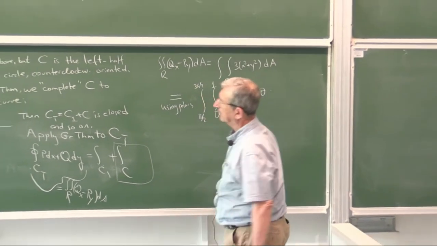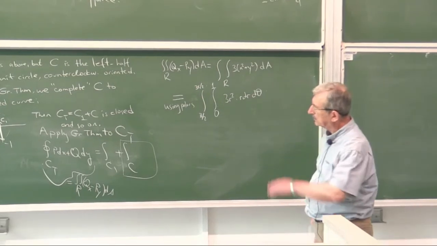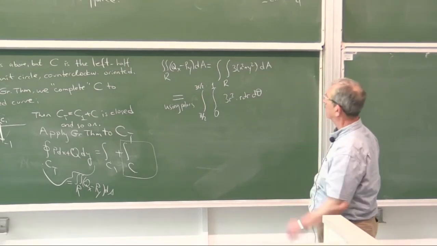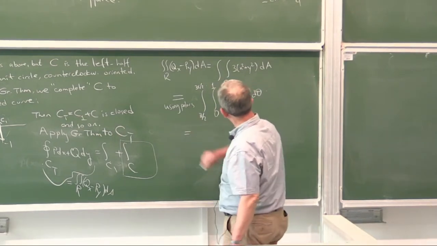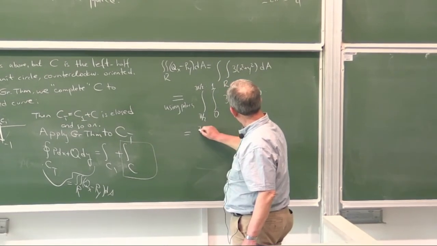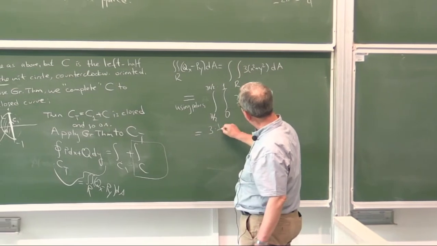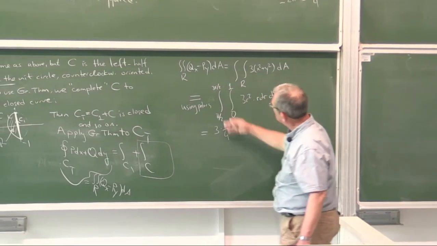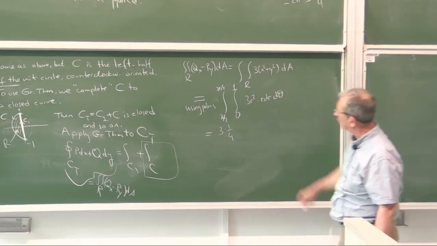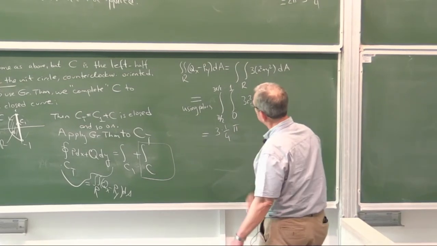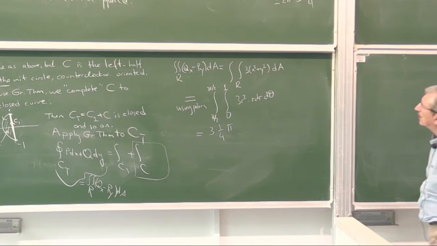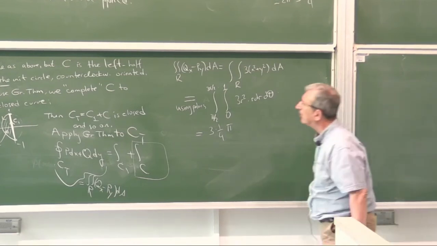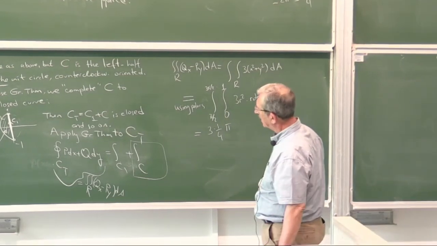This time, not 0 to 2 pi. But this is still a very easy calculation. We have 3r to the fourth over 4 times 3 pi over 2 minus pi over 2, which is pi. So we get half of what we expected.